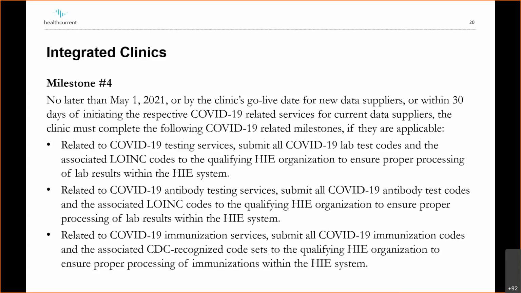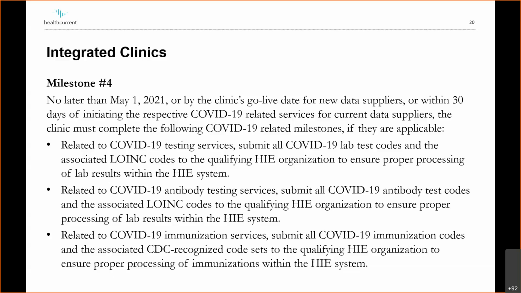Related to COVID-19 testing services, submit all COVID-19 lab test codes and the associated LOINC codes to the qualifying HIE to ensure proper processing of lab results. The next bullet, related to COVID-19 antibody testing services, submit all COVID-19 antibody test codes and the associated LOINC codes to the HIE. Related to COVID-19 immunization services, submit all COVID-19 immunization codes and associated CDC recognized code sets to the HIE as well.